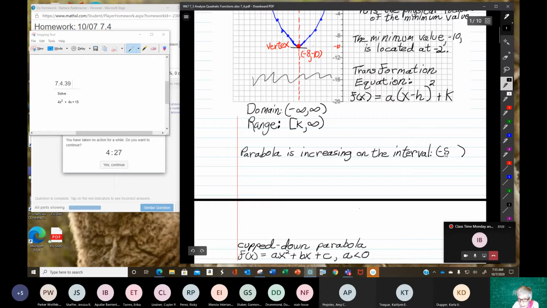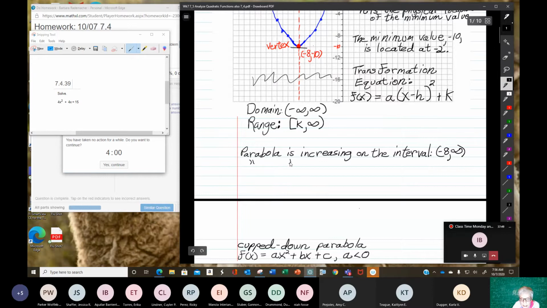-8. This is where the increase starts, and up forever. When we're talking about increasing and decreasing, we never use brackets. Not on a continuous curve.